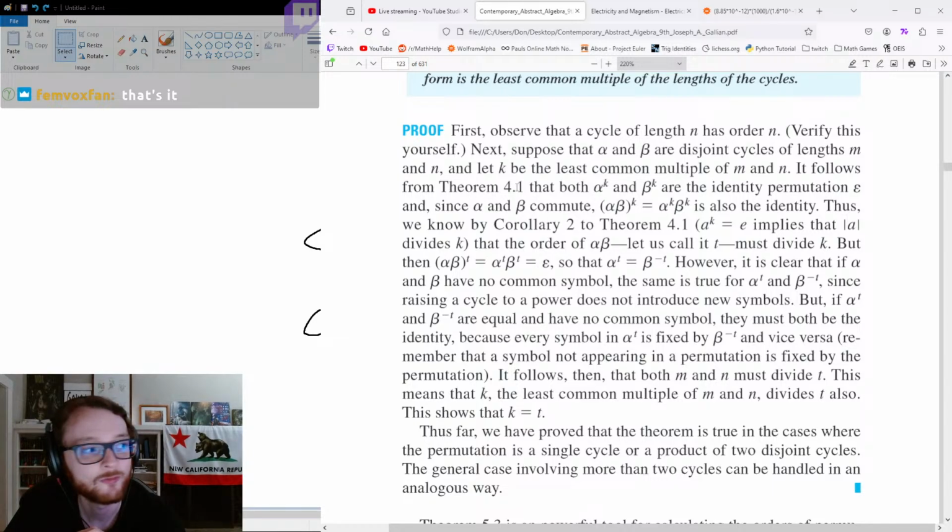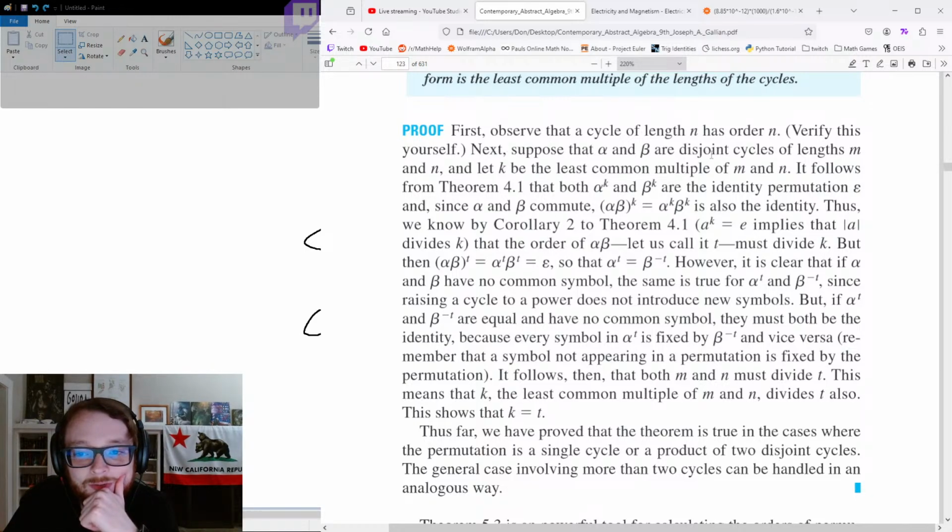First, observe that a cycle of length n has order n. Verify this yourself? Nah. Is that not just the definition? A cycle of length n has, yeah, no. I'm calling that trivial. It's an exercise left for the next chump reading this book who's not me.